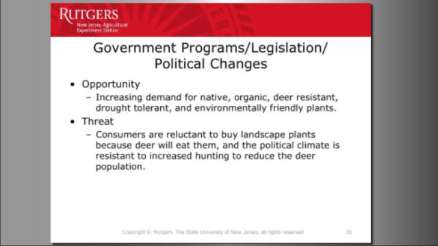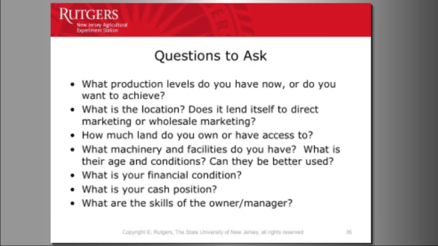Government programs, legislation, political: how does that impact you? Well, an opportunity: there's increasing demand for native. Deer resistant is big in New Jersey. If you've got anything deer resistant, drought tolerant, environmentally friendly, those appeal to consumers. A threat is some customers in certain parts of the state are reluctant to buy anything because deer will eat pretty much anything and they don't want to keep buying salad for deer. The political climate is resistant to increased hunting to reduce the deer population. So in certain parts of the state, that's really tough.